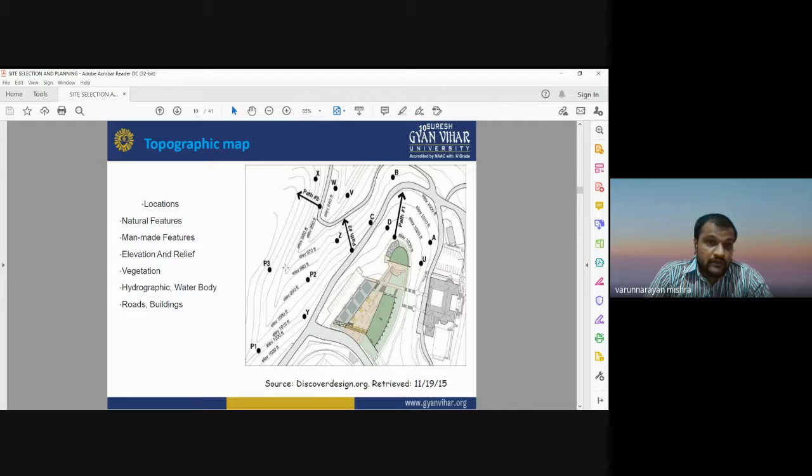So a topographical map is based on the location, different natural features, man-made features, elevation and relief, vegetation, hydrographic features, water bodies, roads, and buildings. Okay, whatever construction you are looking for, all these are based on the topographical information. If it is a highly elevated area, if it is a low elevated area, it affects the construction of any road or any building or any kind of other infrastructure, okay.